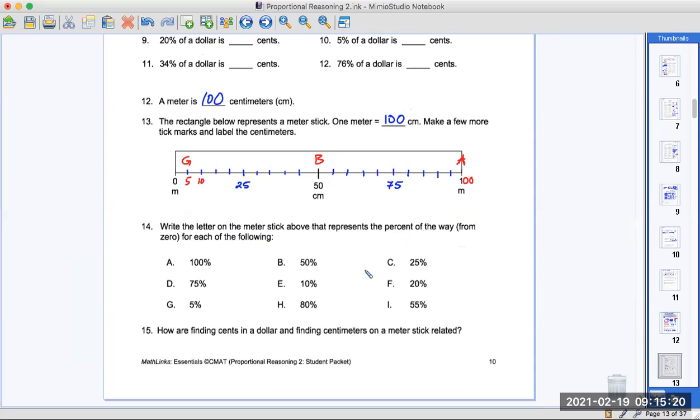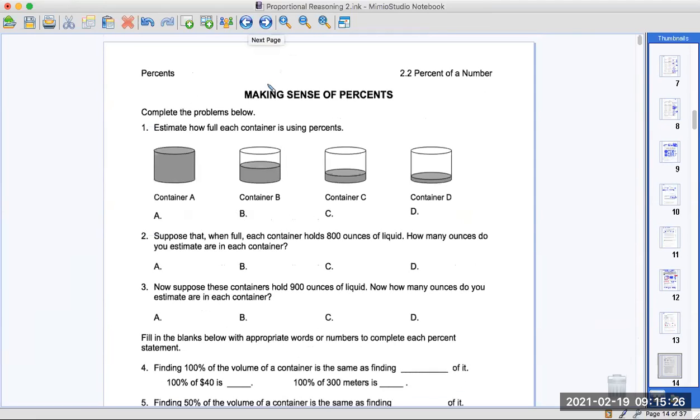Okay, so now this is your page, page 10. Now we're moving on to 11. And I have decided this is also homework. So you got a lot of homework pages here. Take your time, a little bit each day. Estimate how full each container is using percents. So your answers here should be percent. This thing is 100% full. And so forth. You decide, what do you think? What's the percent? So your numbers need to have the percent sign after it, okay? And then you can go down and answer these questions.